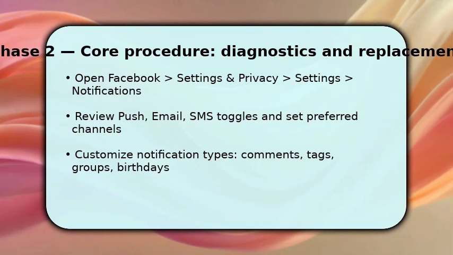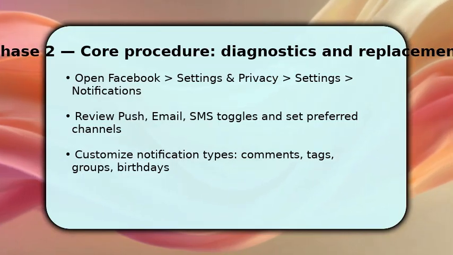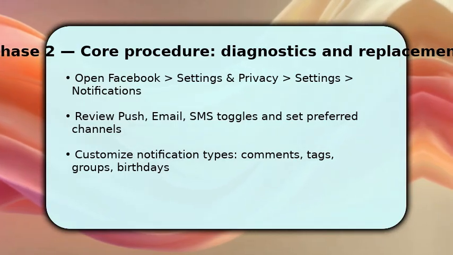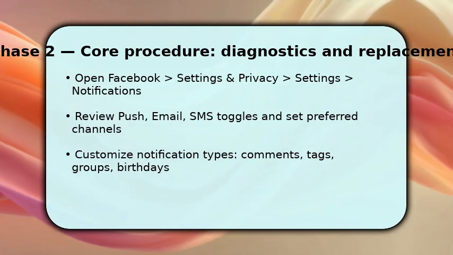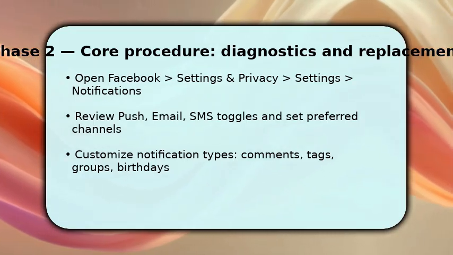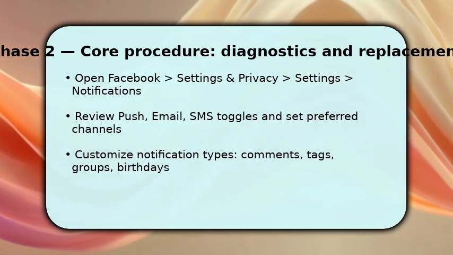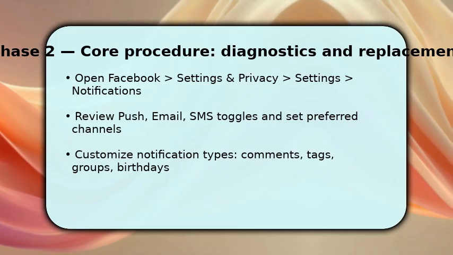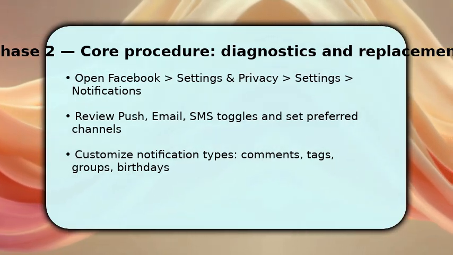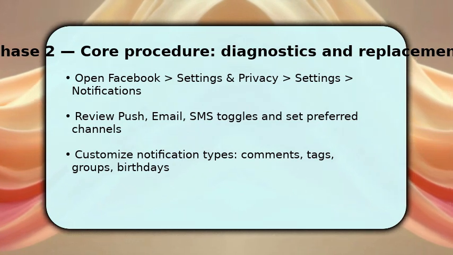Now you dive into Facebook's internal controls. This is where the app decides what to send. In Facebook, go to Settings and Privacy, then Settings and tap Notifications. You'll see Push, Email, and SMS. Turn on Push for device alerts, and tailor each category so you only get relevant items. Make sure critical categories like comments, tags, and group activity are enabled. Once done, log out and back in to refresh your token, which makes the updated preferences active immediately.